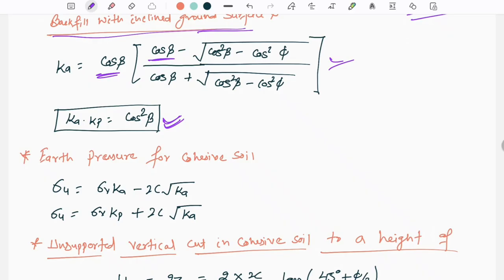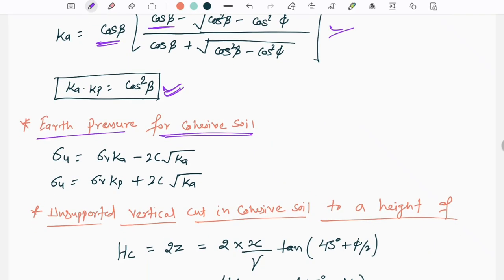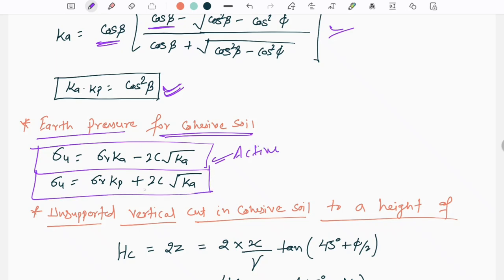Now come to the next point, earth pressure for cohesive soil. For cohesive soil, the coefficient of cohesion comes into the picture. Then sigma h is sigma v into Ka minus 2c into root under Ka, and this is for active earth pressure. For passive earth pressure, this minus changes to plus: sigma v into Kp, here instead of Ka it is Kp, plus 2c root under Kp.